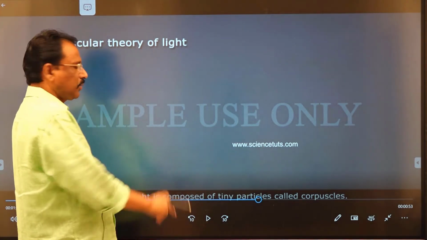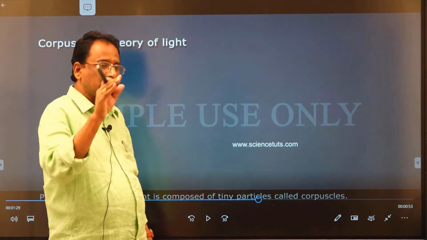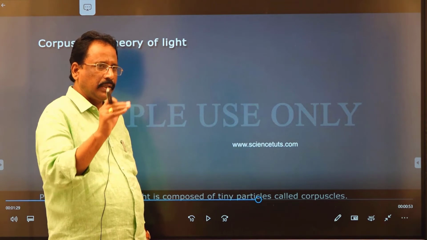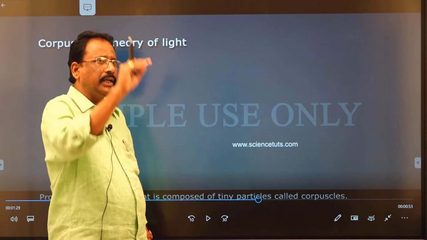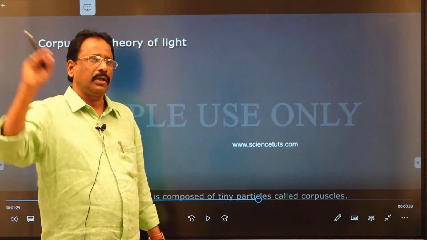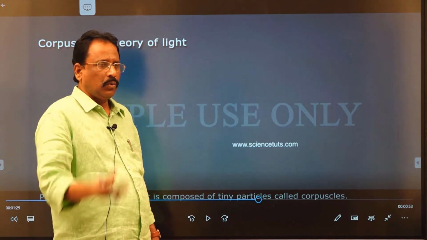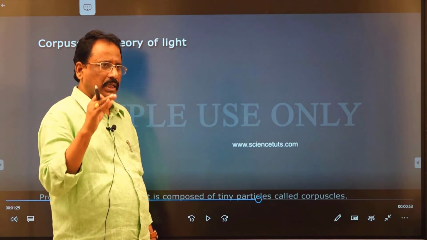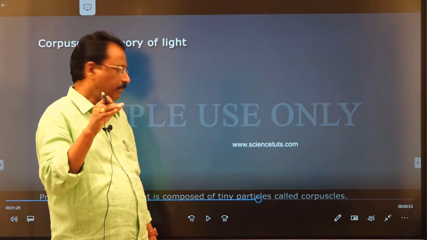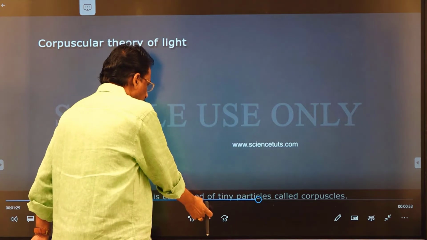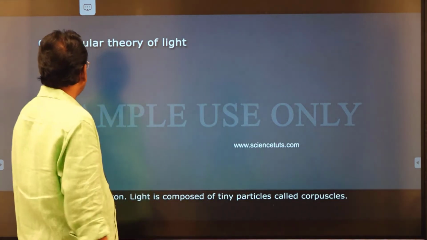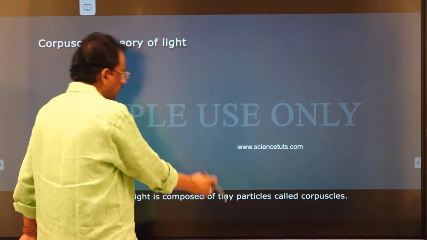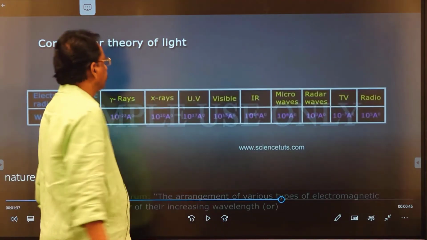Now, up to now, according to Huygens wave theory of light, light is propagated in the form of a wave. Wavelength, frequency, wave number, velocity of the light, amplitude are the characteristic properties of the wave motion of the electromagnetic radiation.